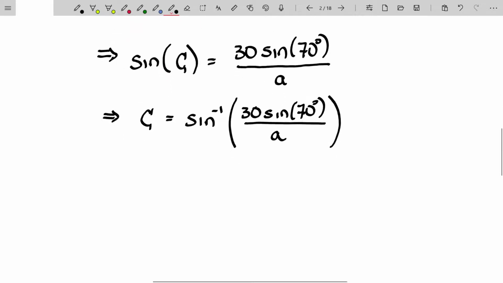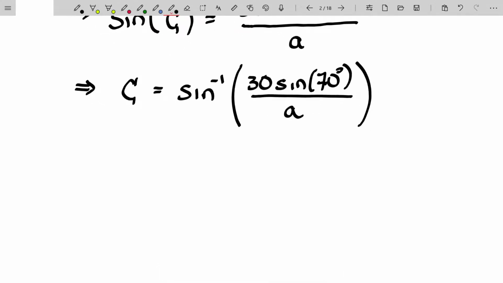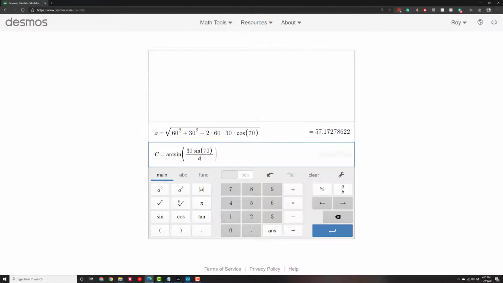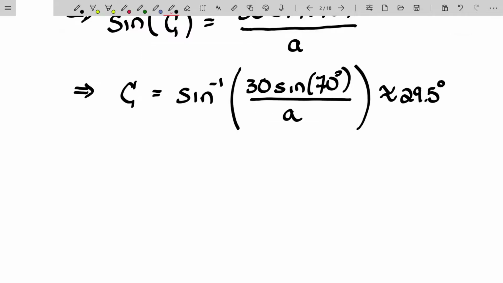So let's go over to Desmos and find out what this is going to be. Here I am. We're going to type in that angle C is equal to the arc sine of 30 times the sine of 70 degrees, and I'm going to divide that by A. Notice that's all I had to do, just type the letter A in there. And I get that angle C is 29.5 degrees, roughly. So I filled that out.